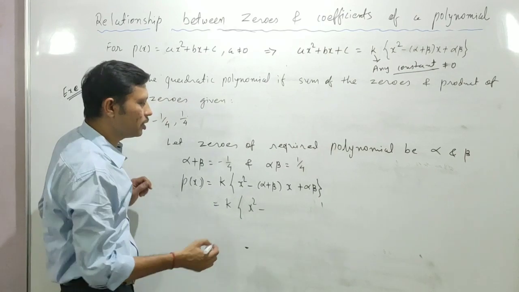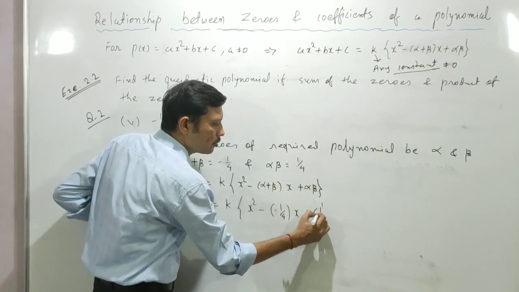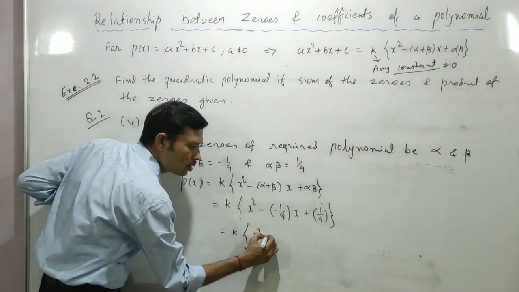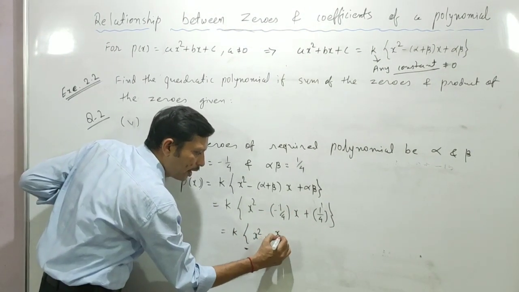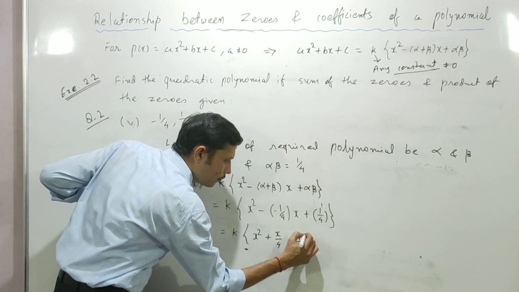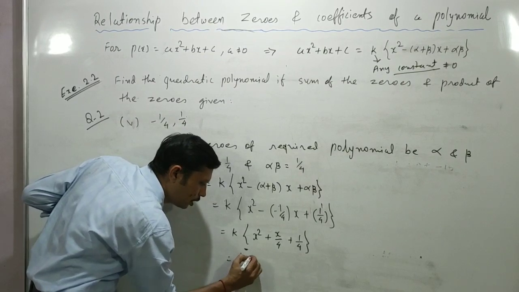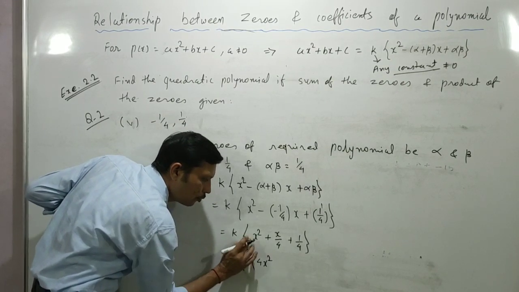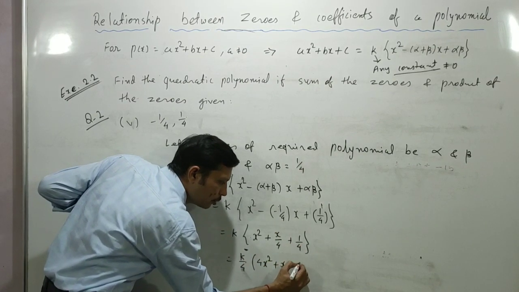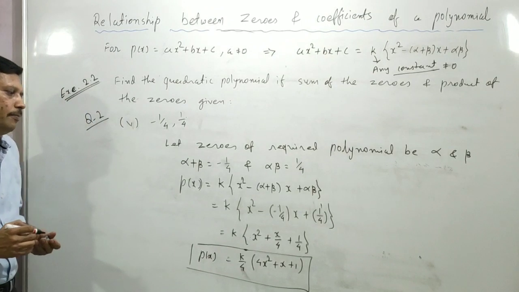x square minus the sum of the zeros, minus 1 by 4 x, and the product of the zeros, plus 1 by 4. Minus minus becomes plus, so x square plus x by 4 plus 1 by 4. Now 4 is the LCM. I will write 4 in the denominator, so here I have to multiply by 4: 4x square plus x plus 1. Here 4 is already there, so the numerator is unchanged. This one is again our required quadratic polynomial.